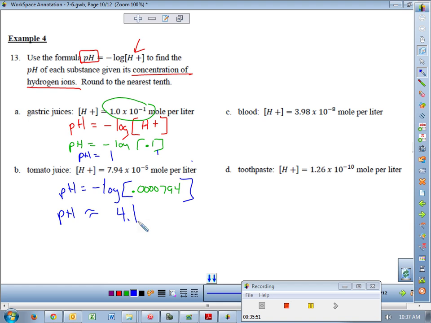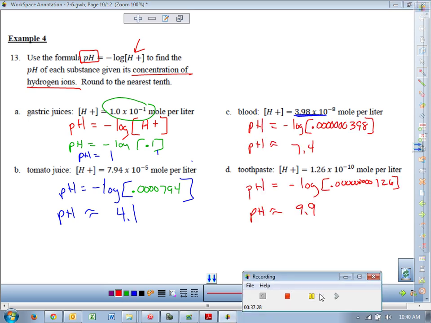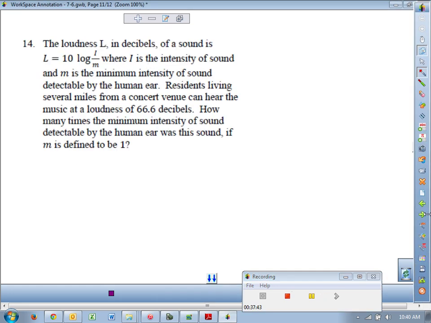What did you get? 4.1? Is that right? 2 more. Get those 2 done for me. Change this H plus to a decimal for me. And hopefully this is what you got. The pH of blood is about 7.4. The pH of toothpaste is about 9.9. Yep. Uno mas.